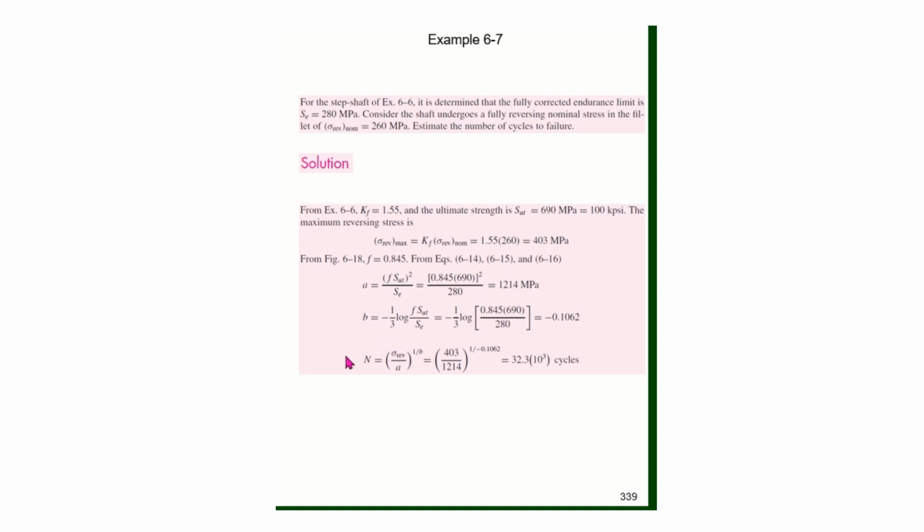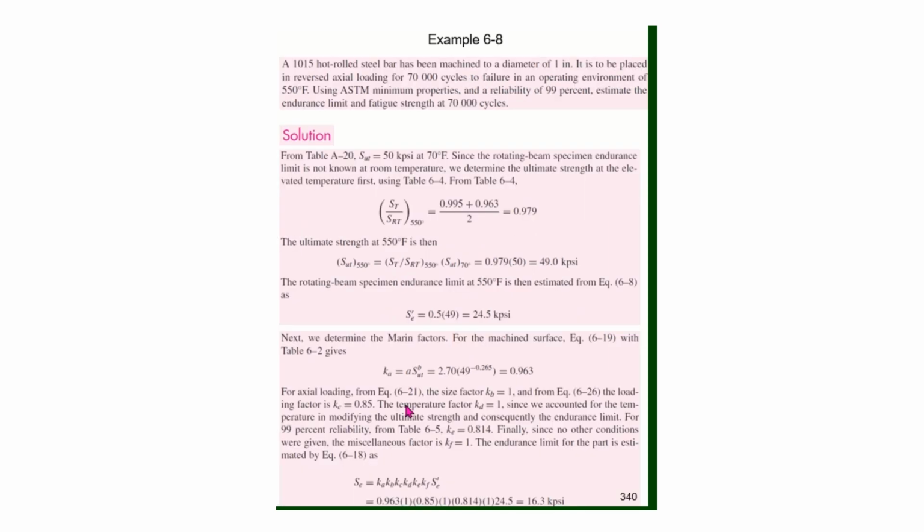Again, this expression SF equals AN to the B is only good for completely reversed loading. You can't use that expression if you have non-completely reversed loading until it has been modified. So this N equals sigma rev over A raised to the 1 over B can then be used to compute the number of cycles.